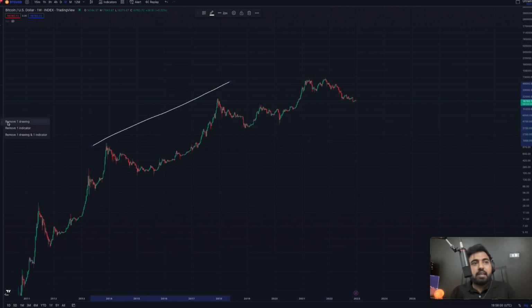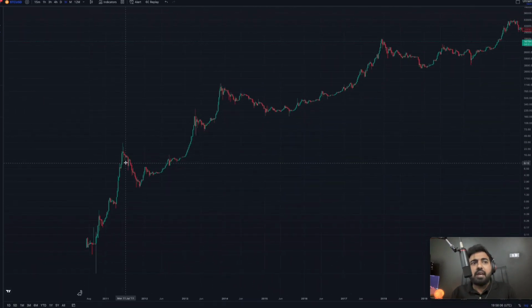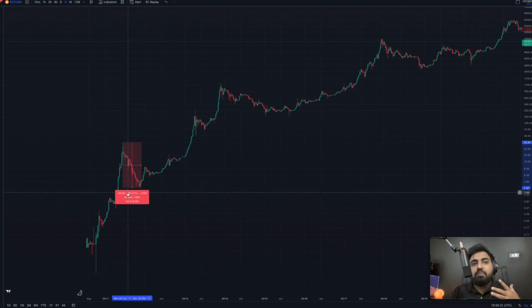Guys, as you can see, each bear market, okay, so in 2011 to 2012, this bear market decreased approximately 93, 94%. The price went from $32 to $1.97, guys. Anyway, 94% has been decreased from the Bitcoin price. So this bear market performed hard.